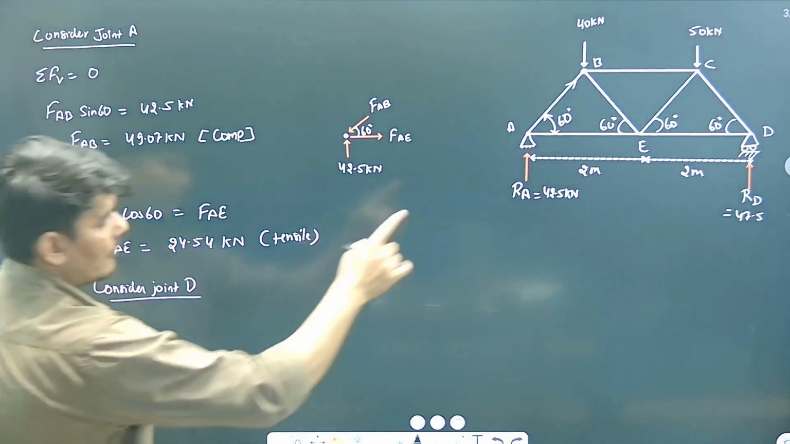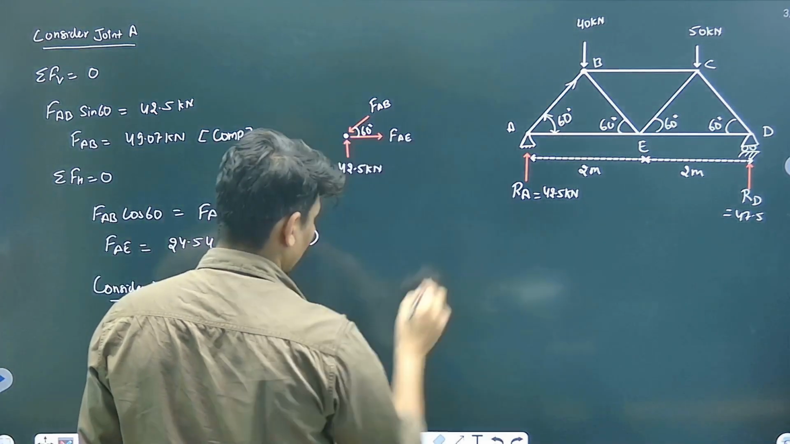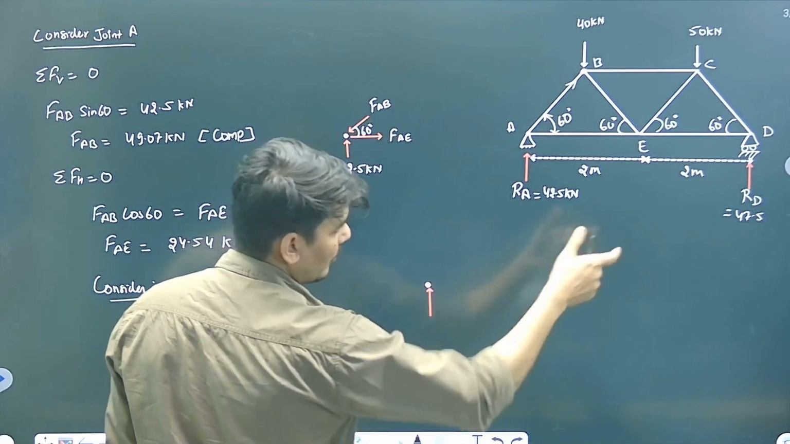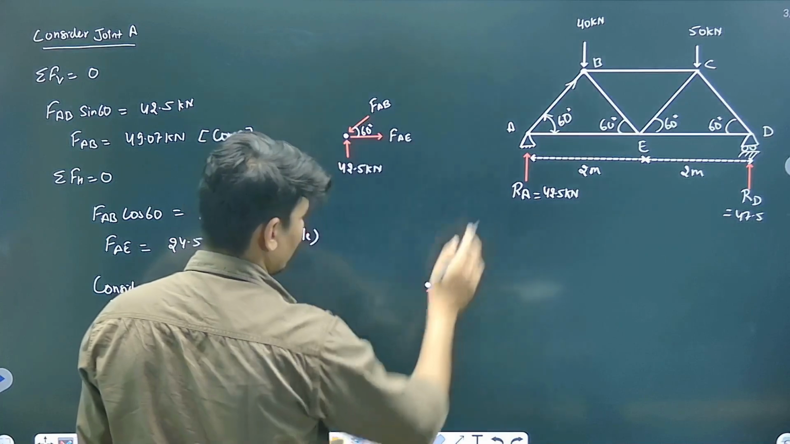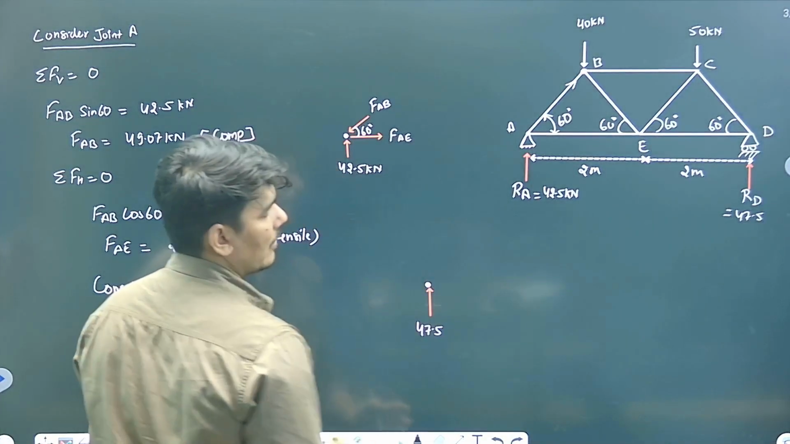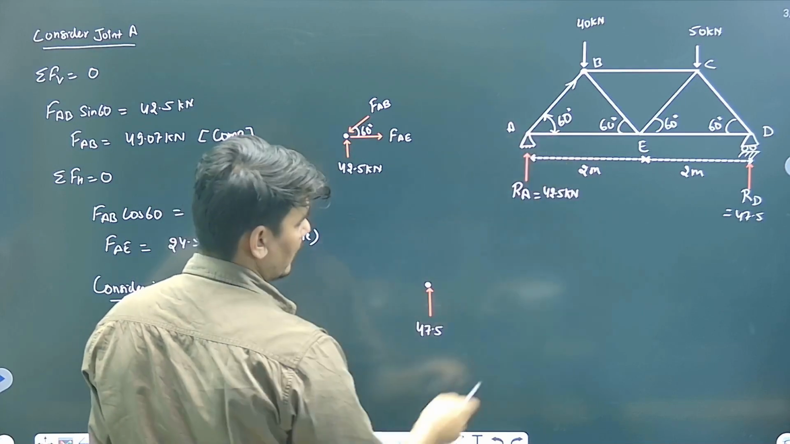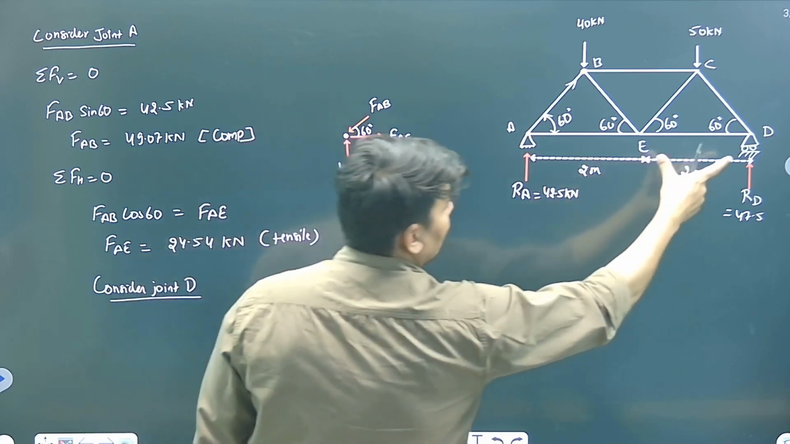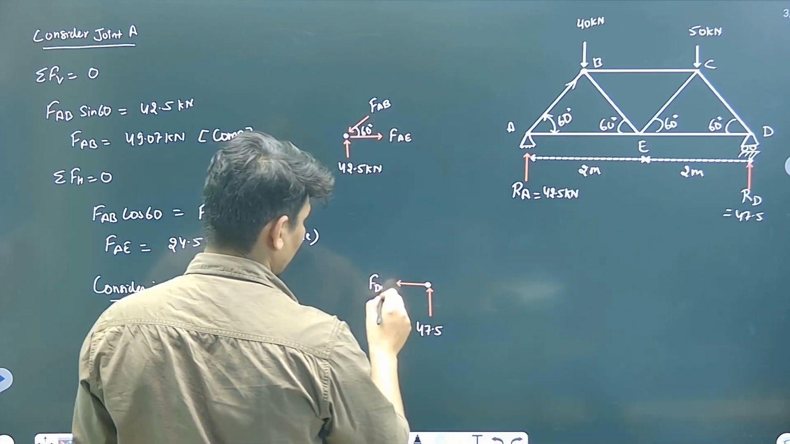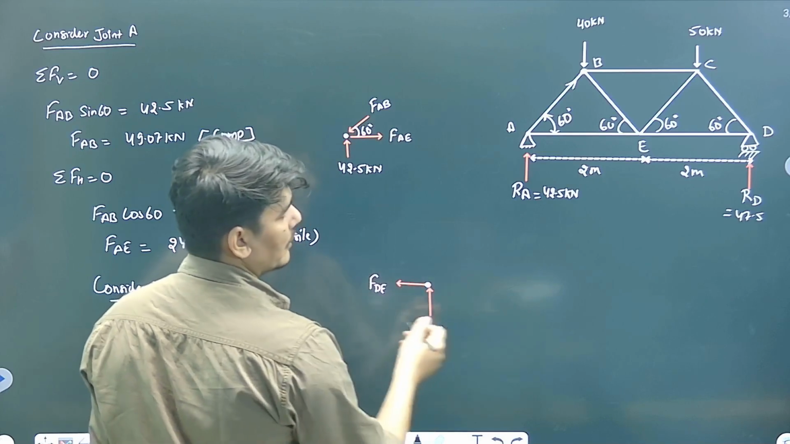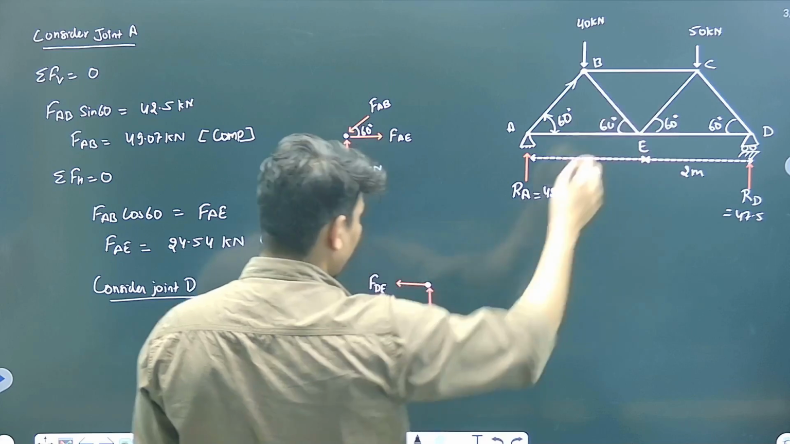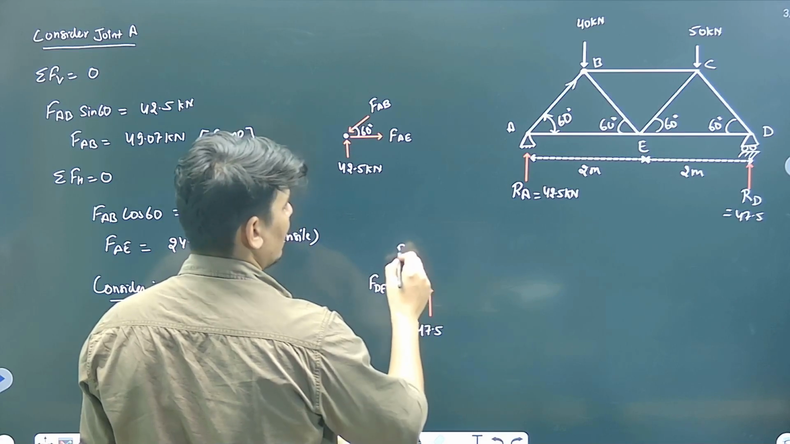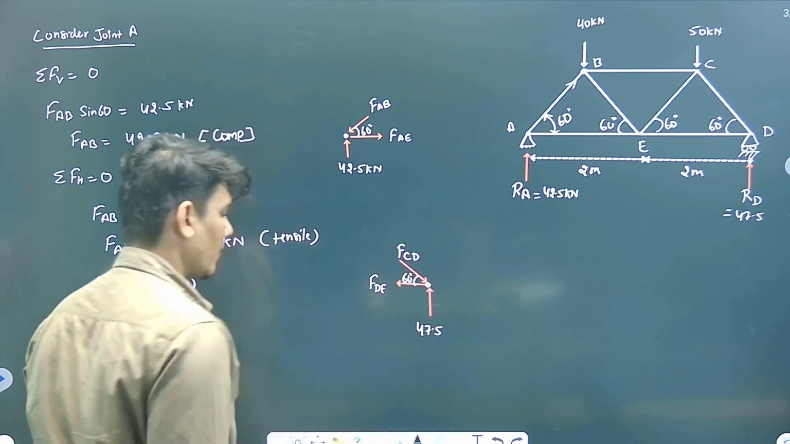D. If you consider the point or joint D, suppose this is the joint D. Upward force is RD. Yes, RD. How much is it? 47.5. Going upward 47.5. How many forces are there? One force like this in the DE member. So force in DE member, F of DE. I am considering it as tension, and force in CD member, it's like this. Angle is 60 degree again. Force in CD member, right?